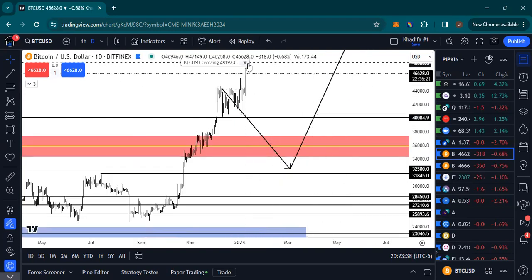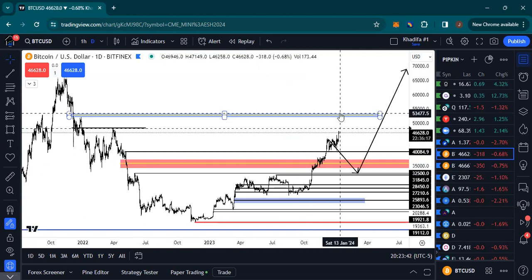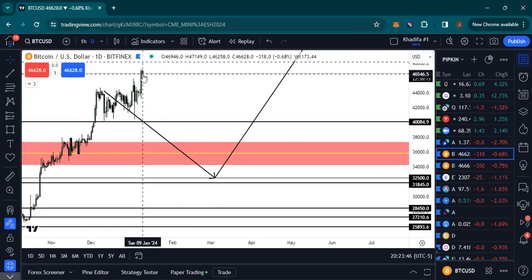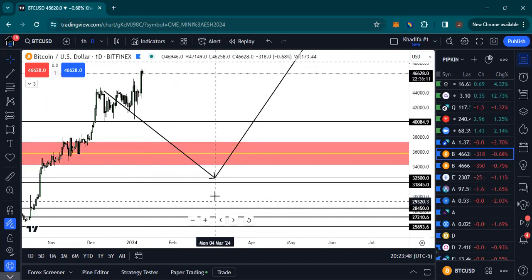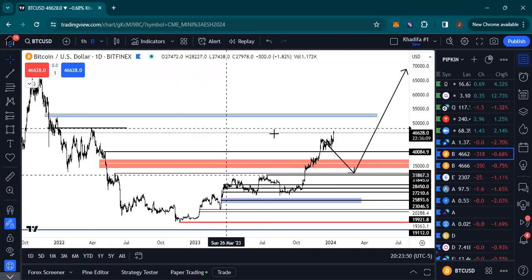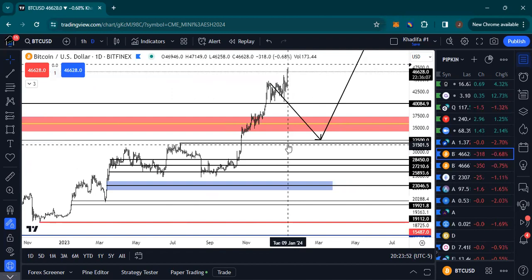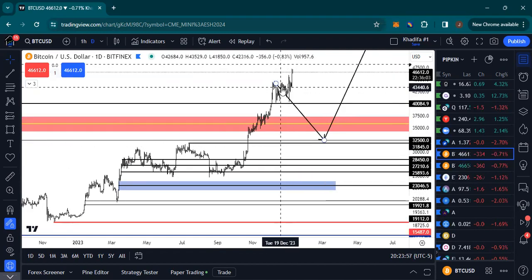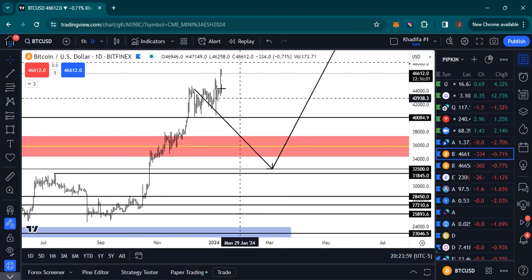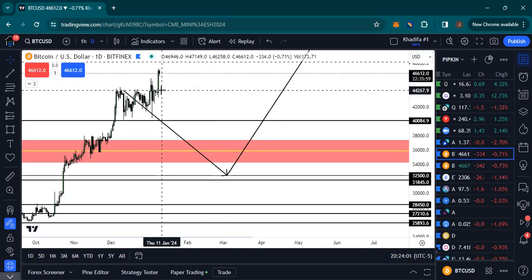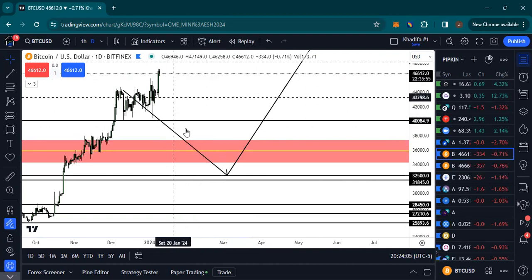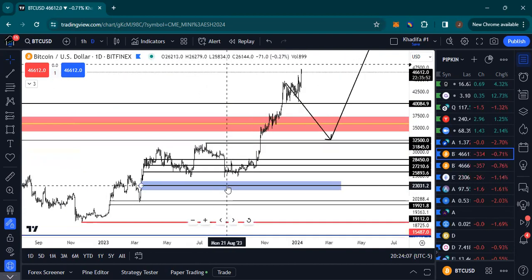And we could see Bitcoin pull back down to 32,000 after we run 42,000, or we could see Bitcoin pull back down to 32,000 right now. So it just all depends. But I am anticipating a very significant plummet lower.